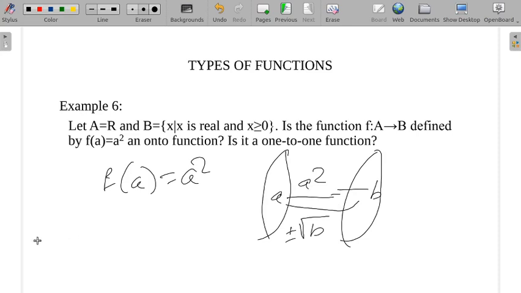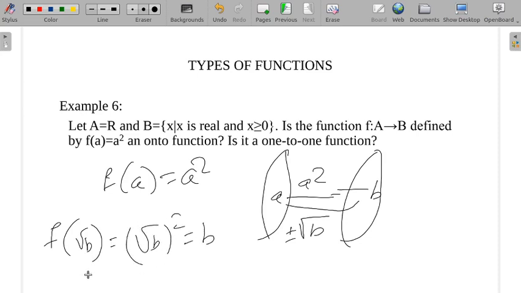You can show it like that. f of square root of b, if you take the square, you will get b. If you take f of minus square root of b, apply the function, you will get b again. So pre-images are always there for our b according to this function. Therefore it is an onto function.